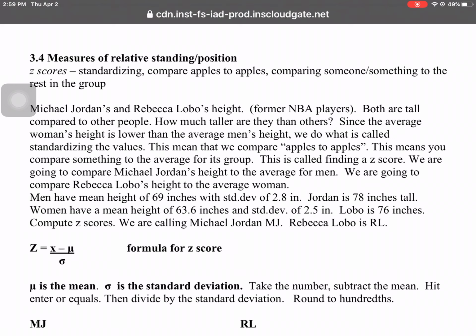We're going to compute their z-scores. We're calling Michael Jordan MJ and Rebecca Lobo RL, so I don't have to type out their names over and over. The formula for a z-score is x minus mu over sigma. Mu, the curly looking m, is the mean. The thing that looks like a curly r, sigma, is the standard deviation. We're going to take the number and subtract the mean. On your calculator, hit enter or equals so that it does the subtraction. Then divide by the standard deviation. We're going to round to hundredths.